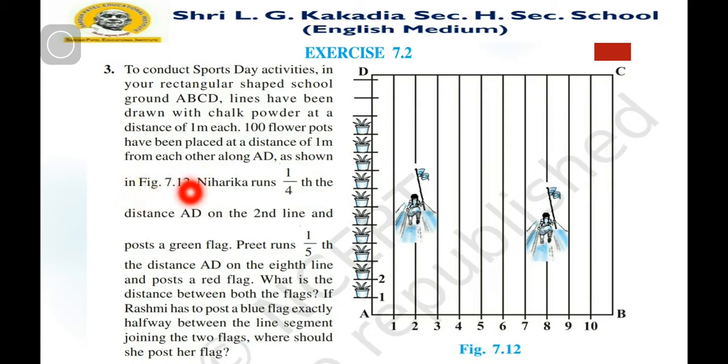As shown in figure 7.12, Niharika runs 1/4 the distance AD. The distance of AD is 100 meters, so 1/4 of it will be 25 meters. On the second line she posts a green flag. She runs 1/4 of the distance on the second line and there she posts the green flag.